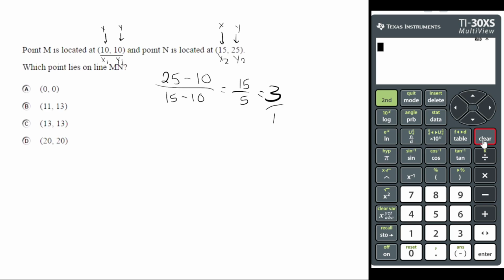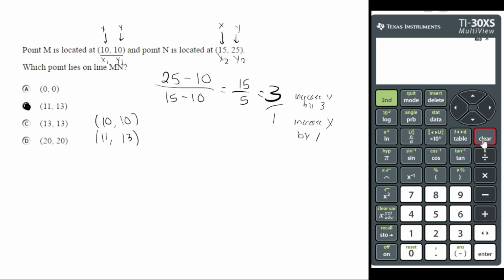And sure, you could go from there. 3 over 1, increase y by 3 for every increase of x by 1. And you can say, all right, we're starting with 10, 10. You increase x by 1, that's 11. Increase y by 3, that's 13. And you can say B.